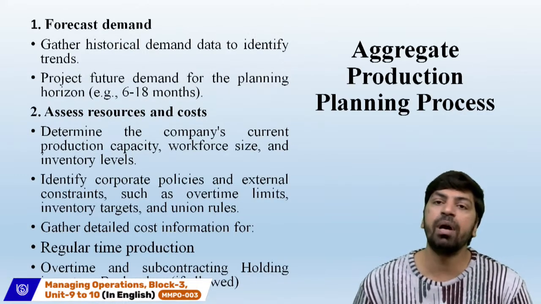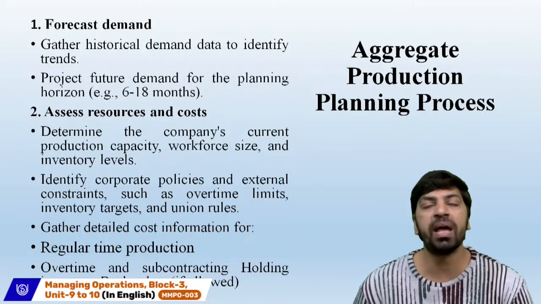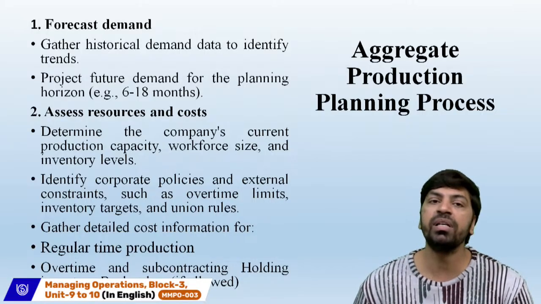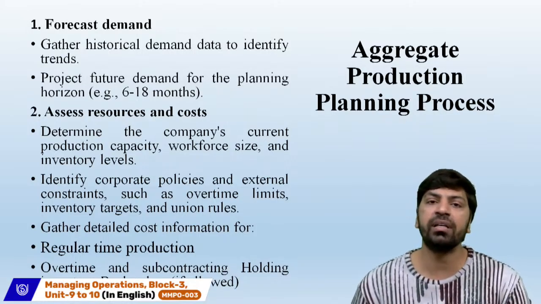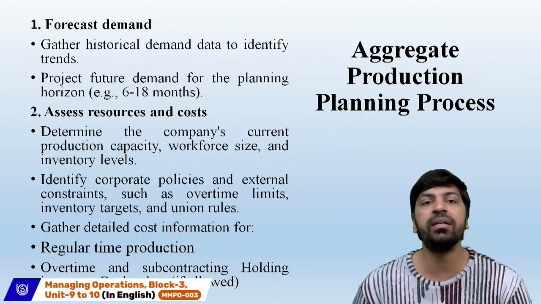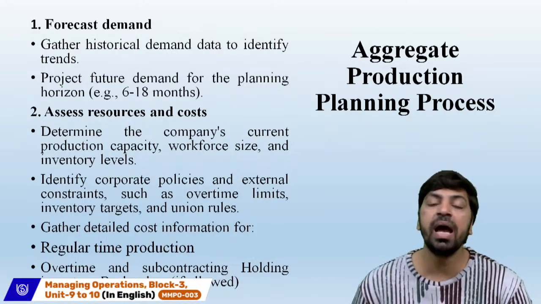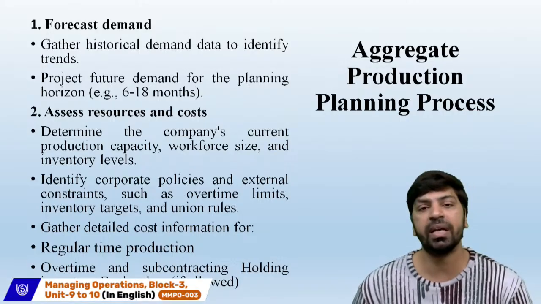Now we come to the most important part, called the aggregate production planning process. The first step is to forecast the demand. Gather all the historical demand data so that you can identify the trends involved, and also project the future demand for the planning period. It could be 6 to 18 months.